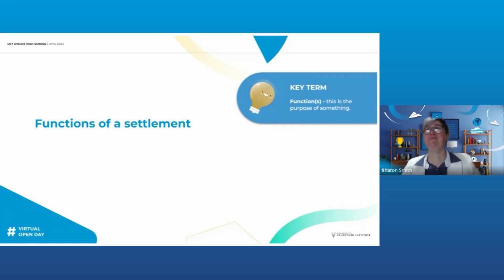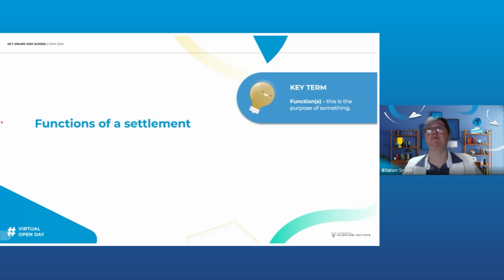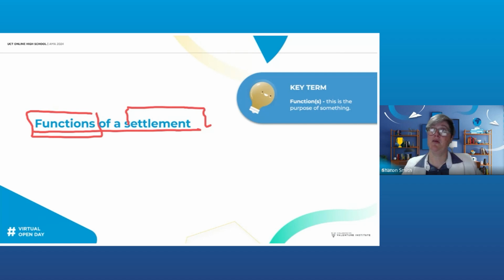Now, I don't know about you guys. Let me just switch on my pen here because I want to align stuff, okay? I usually like explaining a sentence because if you look at this, functions of a settlement, okay, we know what a settlement is now, but do we know what a function is? Okay, and there I've put it for you. So a function is the purpose of something.